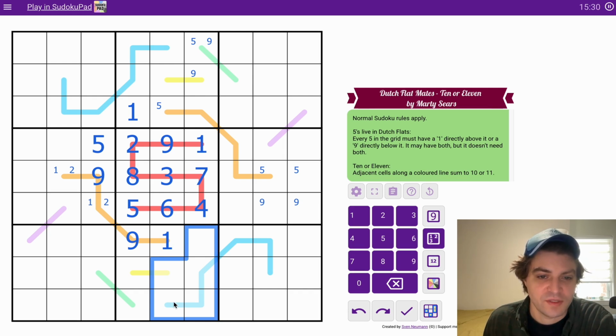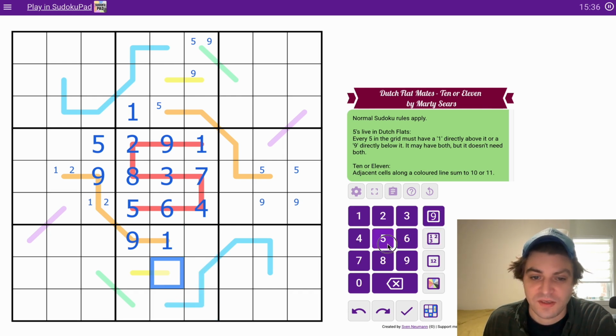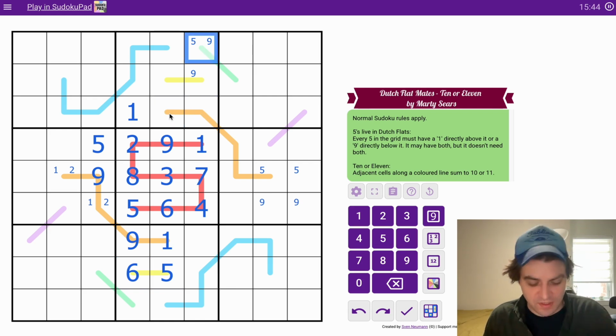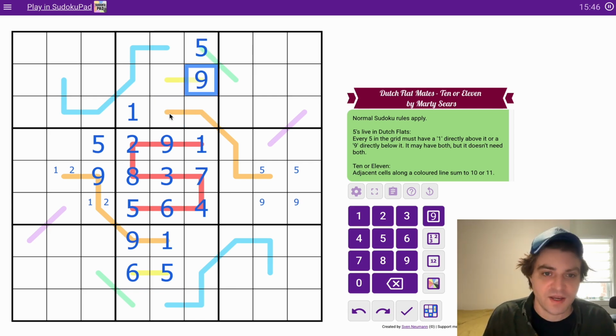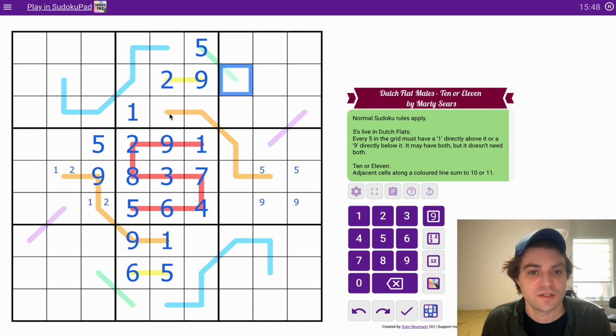None of you can have a 9 below you, and this means that wherever the 5 goes, it's going to need a 1 above it. So that is going to need to go here. That's the only way of having a 1 above you, I think. And then if this is a 5, this needs to be a 6. Now you can't be a 5, which means you need to be a 5. And if you're a 5, then you're a 9. And if you're a 9, then you're a 2.